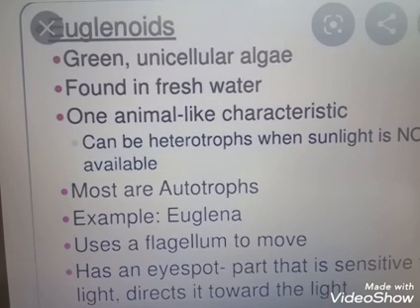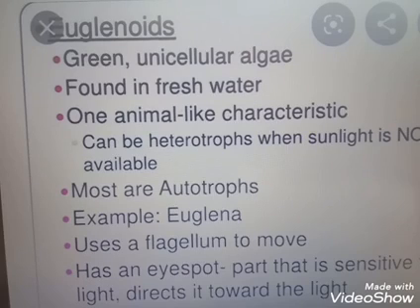Photosynthetic pigments, chlorophyll a and chlorophyll b, are present in euglenoids. Because of these photosynthetic pigments, the euglenoids are phototrophic, that means autotrophs. The reserve food in euglena is in the form of starch.